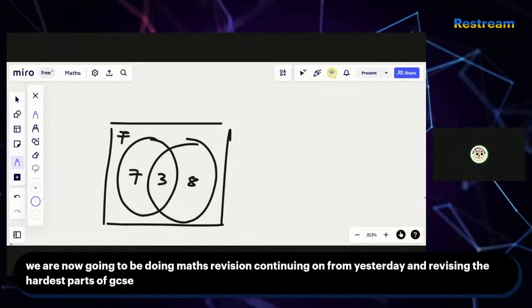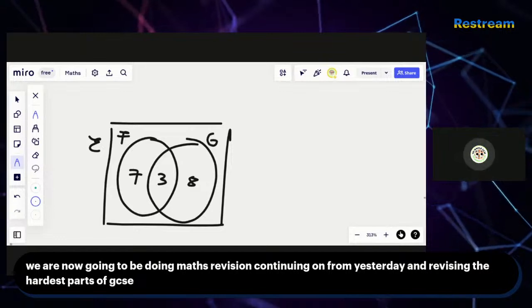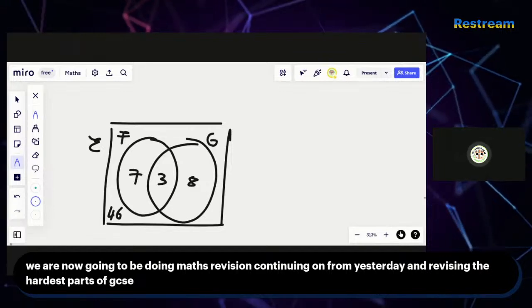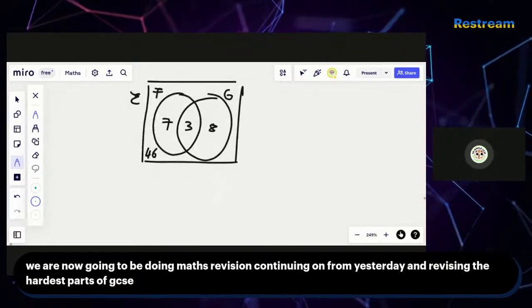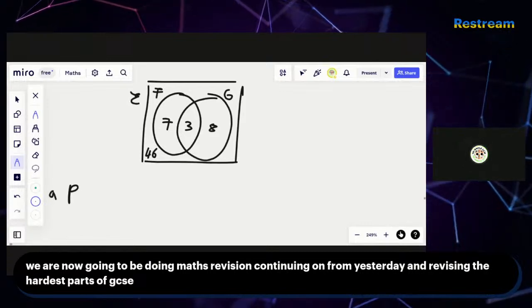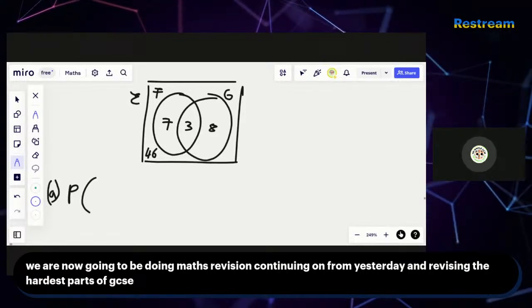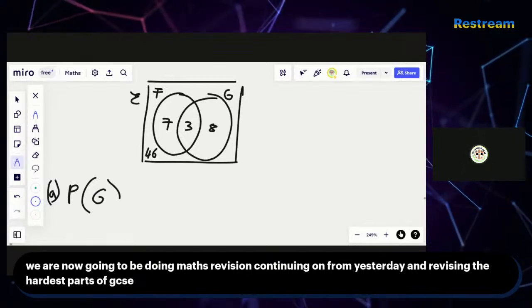We've got French and we've got German. And this is the universal set. And we've got 46 people who don't do German or French. You're going to now be asked questions about this Venn diagram. So you want to find the probability. Question A. Find the probability that a randomly selected student studies German.